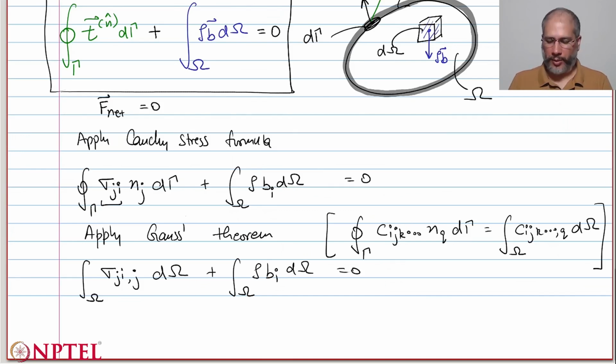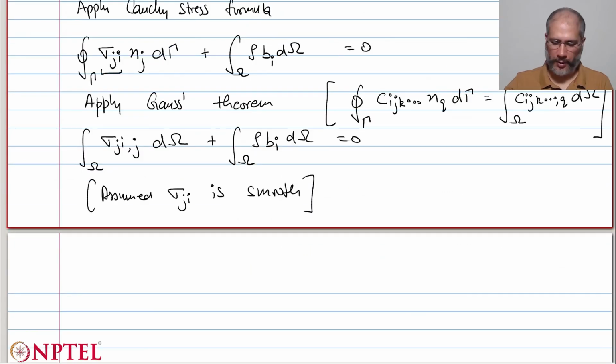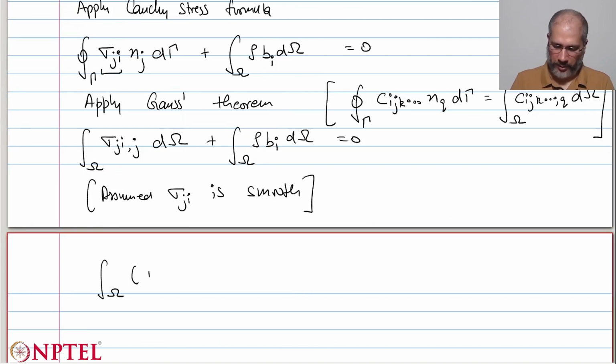And please recall that to apply Gauss's theorem, we've assumed that the quantity sigma ji is smooth, because you want to take a derivative of that. So if it is not smooth, if it is discontinuous, this derivative cannot be taken. So this is not valid. So let's combine the two terms now. This becomes an integral over omega of sigma ji comma j plus rho bi times d omega is equal to 0.